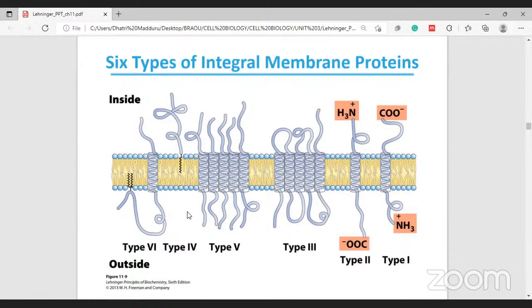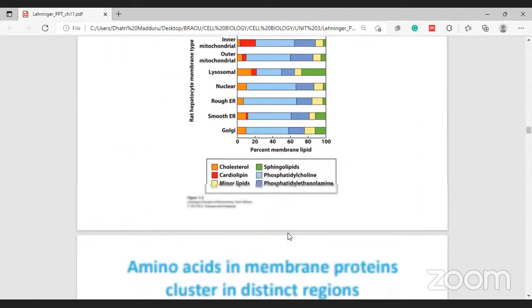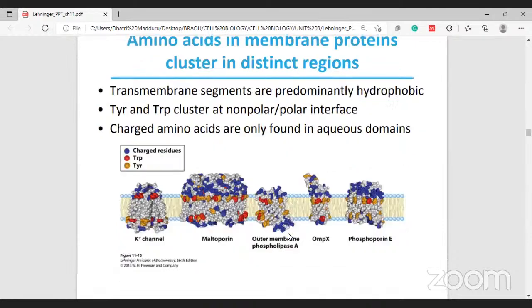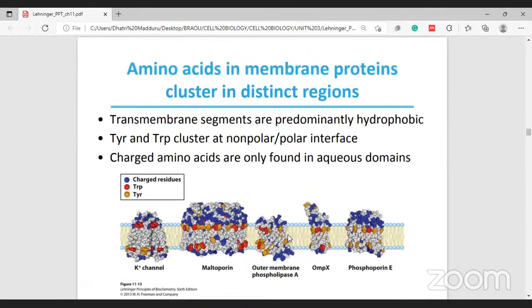And then type 4, there is no extracellular domain, right? Only the intracellular domain is there, or a small portion of the transmembrane domain is there, and you have the cytoplasmic domain. Then type 6, although the spanning is there, structurally it is somewhat different from that of a normal transmembrane protein. So you have different types of proteins, and the amino acids present in the membrane protein cluster are different.